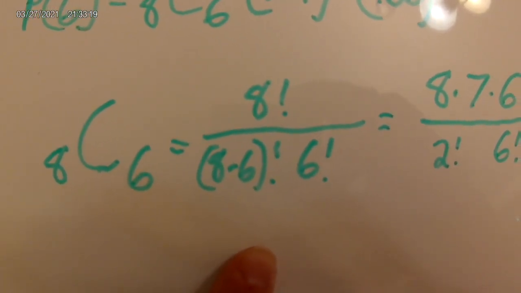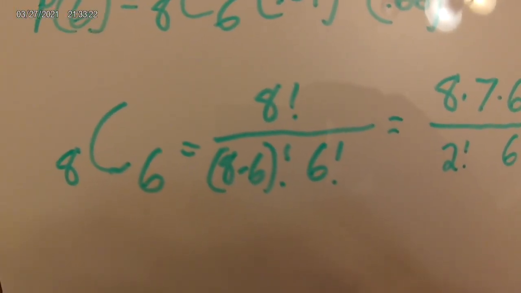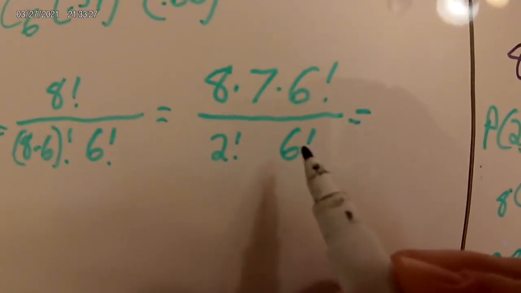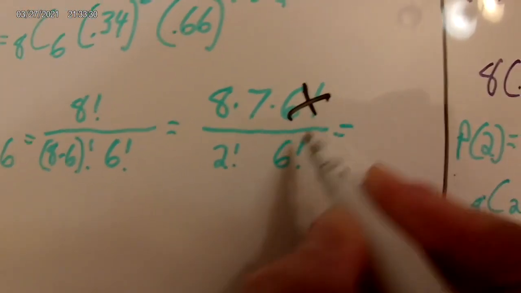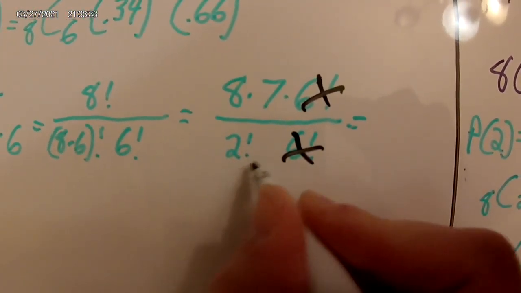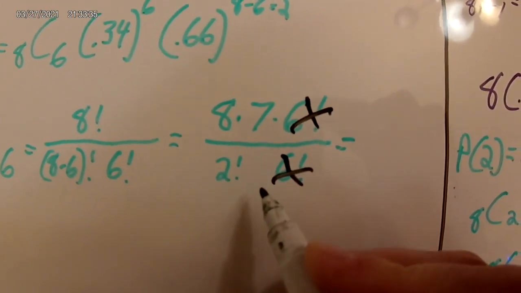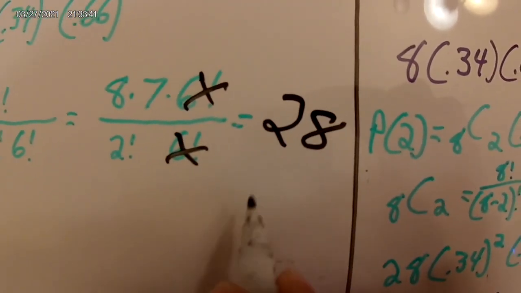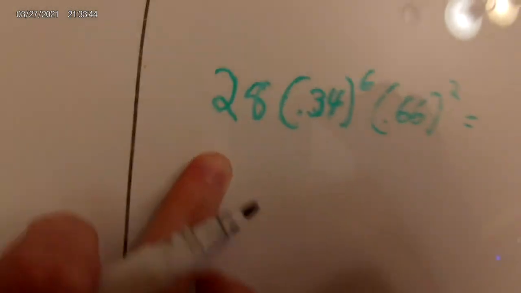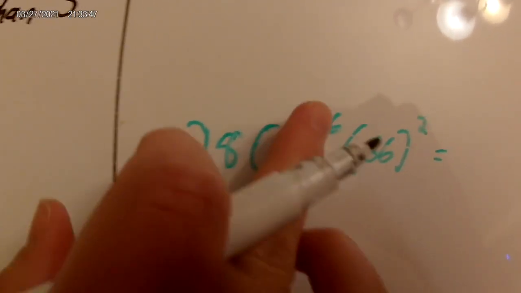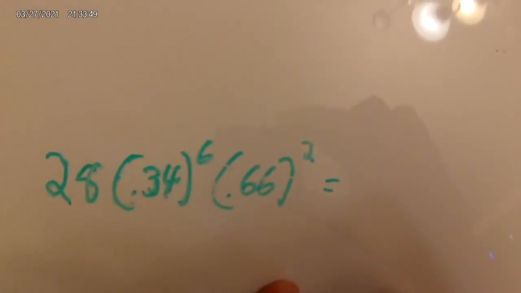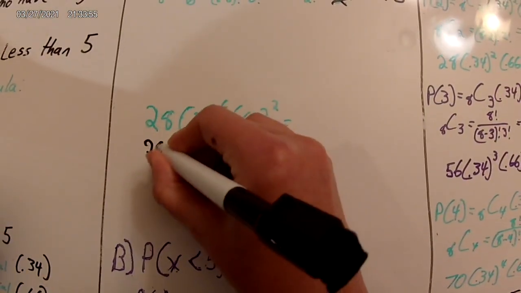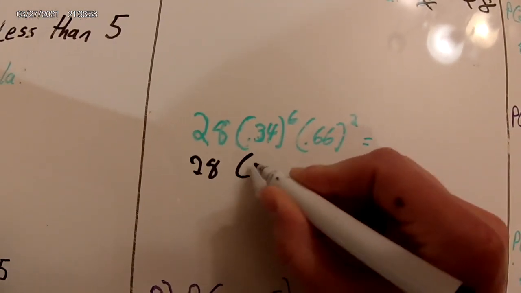First we're going to find 8C6, so that's 8 factorial over 8 minus 6 factorial times 6 factorial. So it ends up being 8 times 7 times 6 factorial, and then this and this will cancel out. So we're left with 8 times 7 divided by 2, which is 28. So now we have 28 times 0.34 to the 6 times 0.66 to the second.